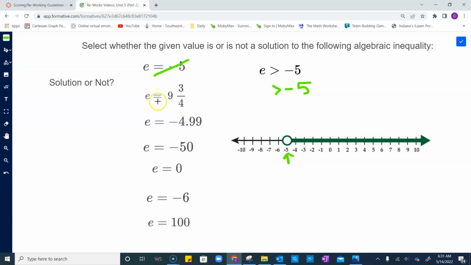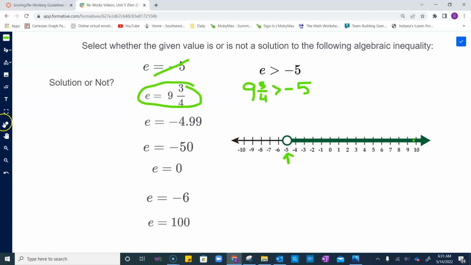The next one we're going to check is e is equal to 9 3/4. So let's plug it in and read it left to right. 9 3/4 is greater than -5. Well, yes, it is. And it's also right up here on your number line. So it is in the shaded region to the right because it's bigger, and that's what this inequality says. 9 3/4 is bigger than -5. So we would say yes to this one.